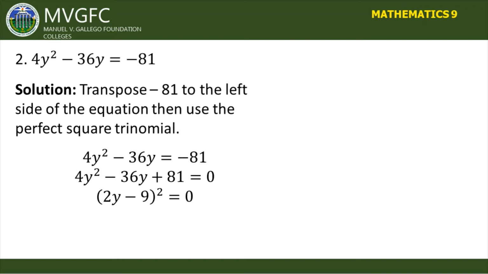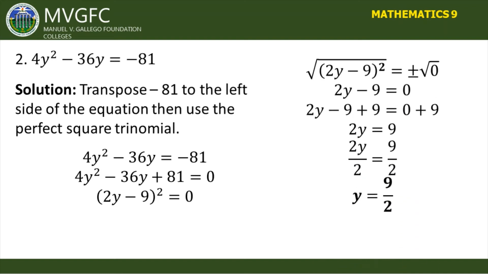Because when you use the FOIL method and multiply 2y minus 9 by 2y minus 9, the result would be 4y squared minus 36y plus 81. So now, let's use the square root method. Simply take the square root of both sides of the equation.